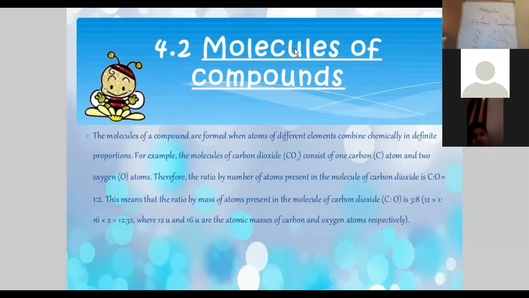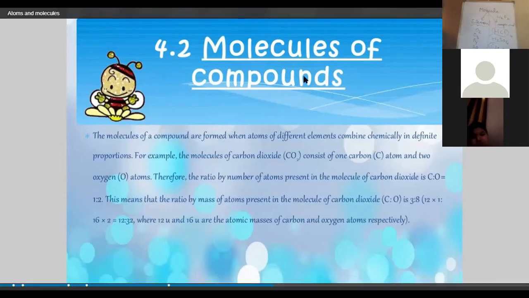If I talk about CO2, there are three atoms involved: one atom of carbon and two atoms of oxygen. If you combine them, they become three atoms, so it is a triatomic molecule. In the same manner, we have the tetraatomic molecule. Like H2O2, there are two atoms of hydrogen and two atoms of oxygen. Together there are four atoms, so it will be called a tetraatomic molecule, right?